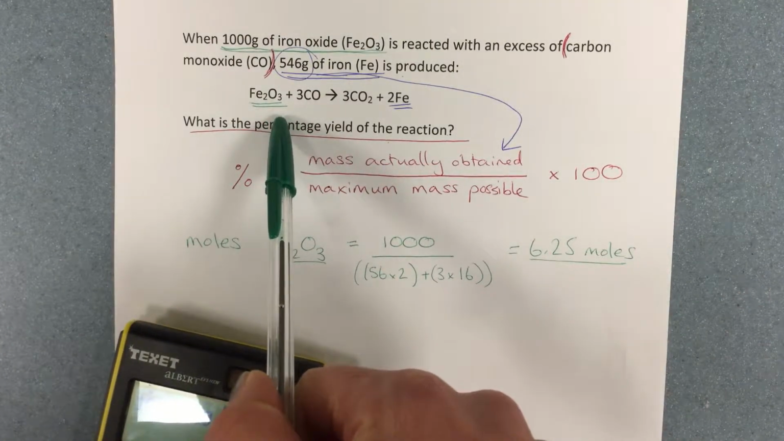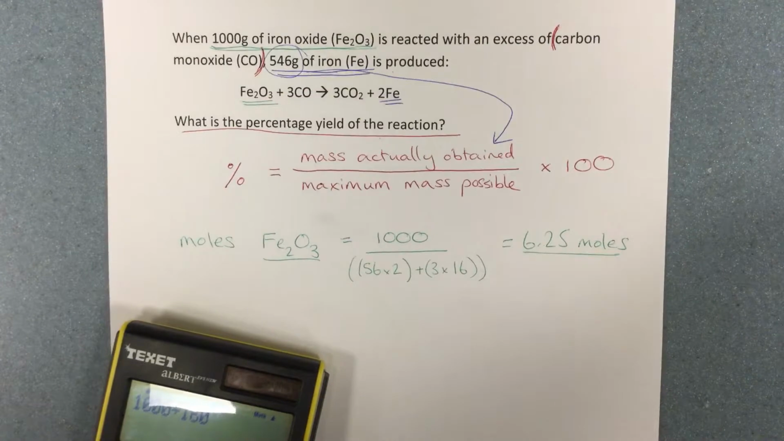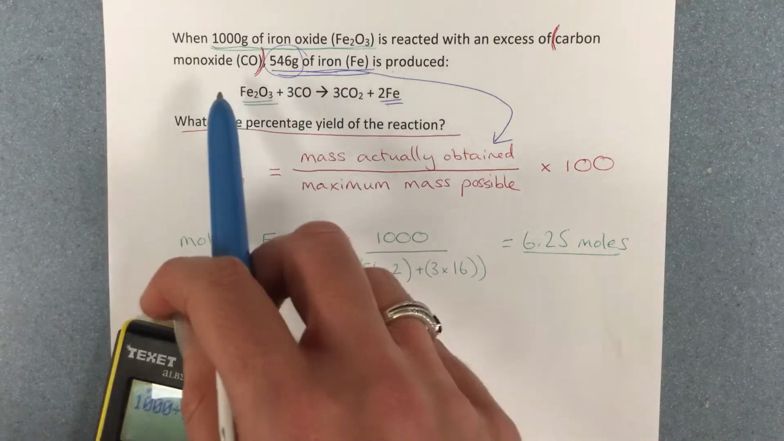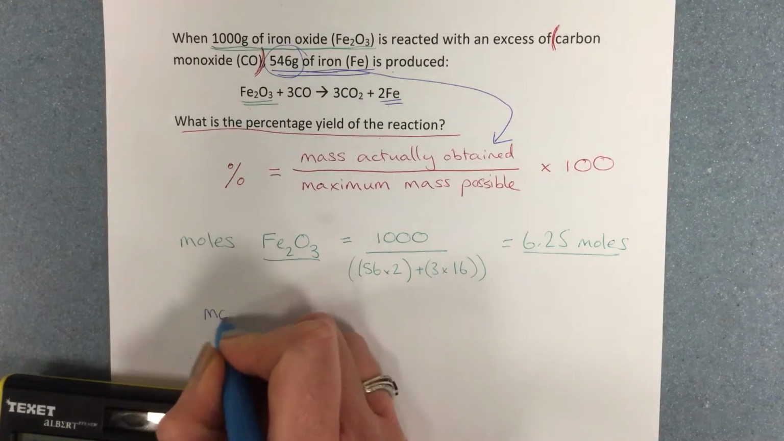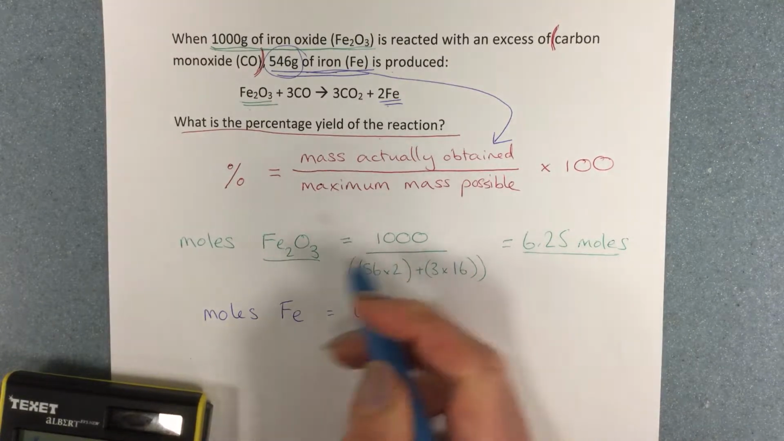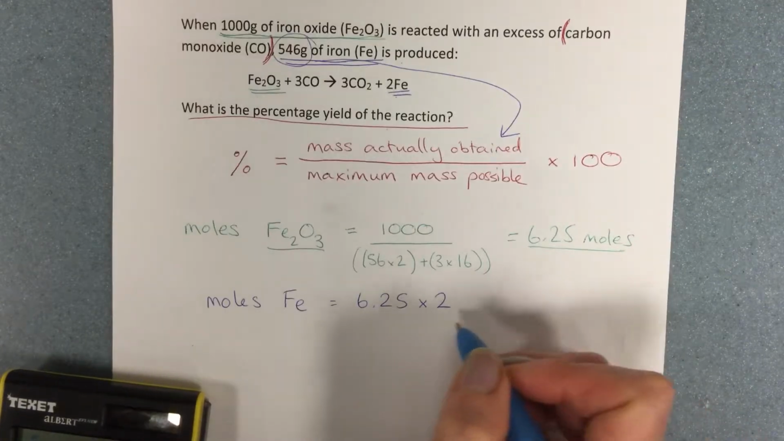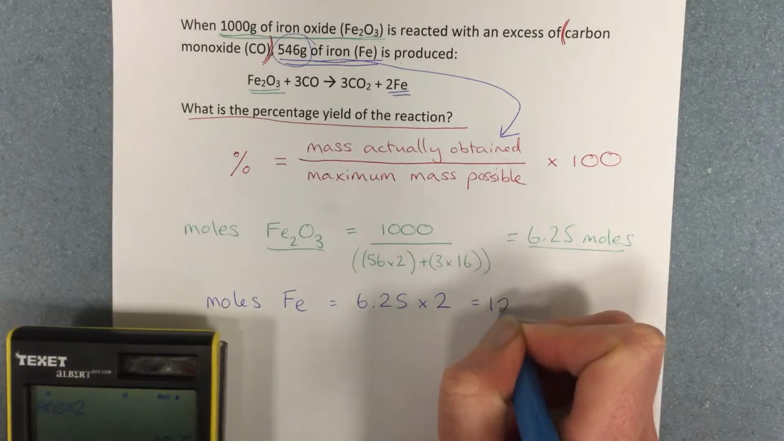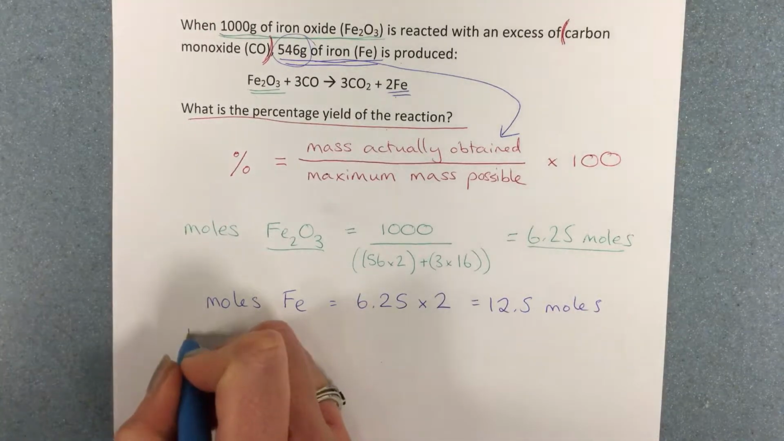Okay, just like all the other questions, I've got moles of Fe2O3, so that's there in the equation, but I'm looking at the yield of iron, and that's there in the equation. So from that, I need to use the balanced equation, and I can see that I get 2 moles of iron for every 1 mole of iron 3 oxide. So therefore, my moles of Fe is going to be 6.25, that's the moles of my iron oxide, times 2, because I get 2 out, because there's 2 there in the formula for a start. So I times that by 2, and I get my answer: 12.5 moles.